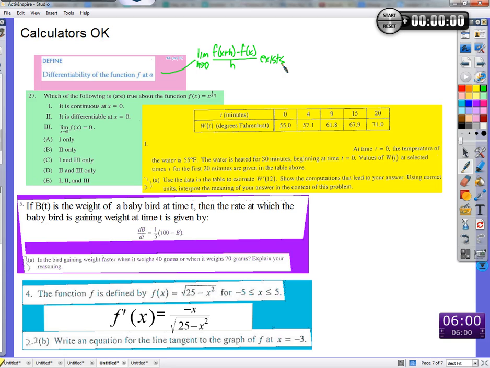Here's a problem we keep coming back to, dealing with continuity and all these different things. Is it continuous at x equals 0? We found out that yes, it is. Is the limit equal to 0? We found out that yes, it is. So now, is it differentiable? Does that limit exist?